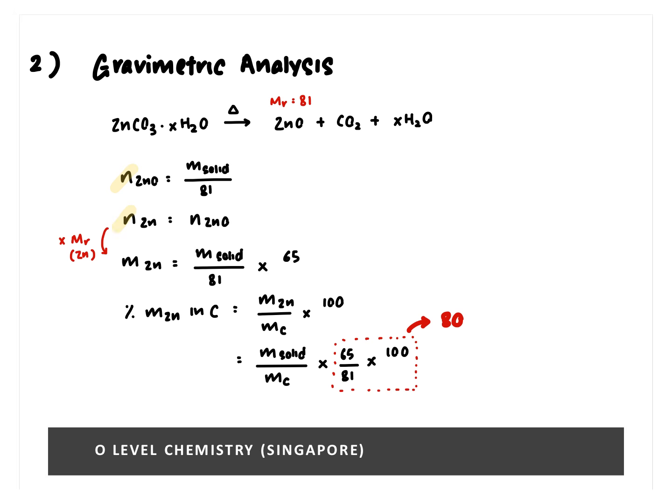So, and then we can multiply by the atomic mass or the molar mass of zinc to get the mass of zinc. So we get this expression over here. And then to find the percentage by mass of zinc in C, we take the mass of zinc divided by the mass of C times 100. So if we were to simplify the expression, we will end up with a constant of 80. So that's how the formula came about.